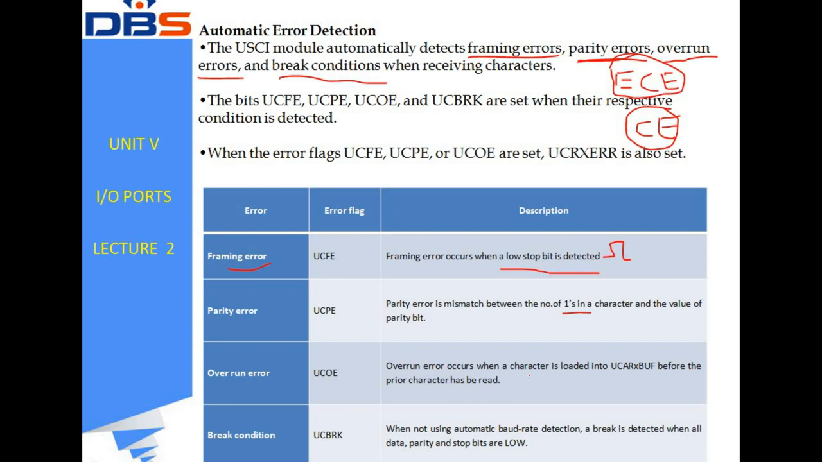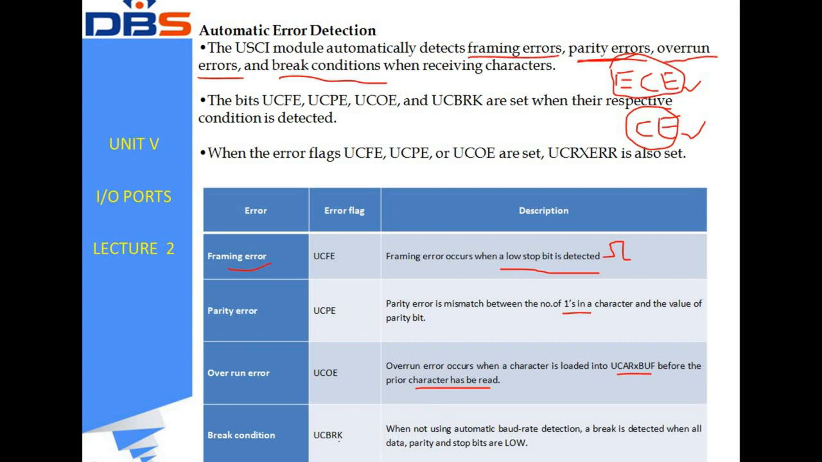Overrun error occurs when a character is loaded into the receiver buffer before the prior character has been read. Before reading the prior character, here we have sent ECE and it has received only CE. Before receiving the prior character, the next character is transmitted or received, then it is nothing but an overrun error.